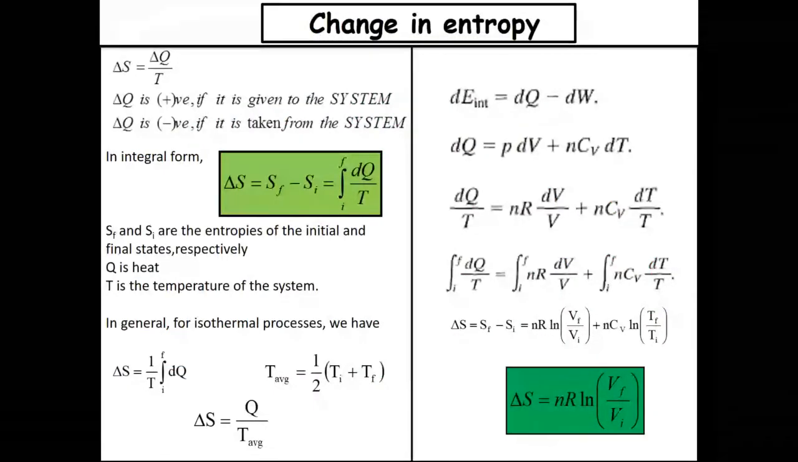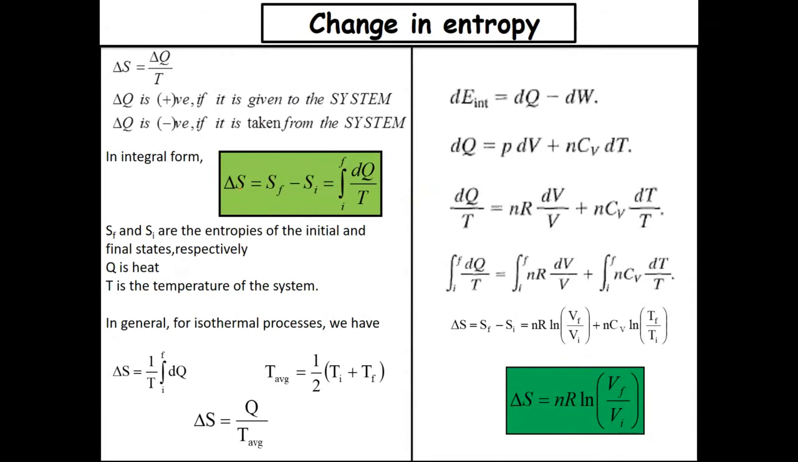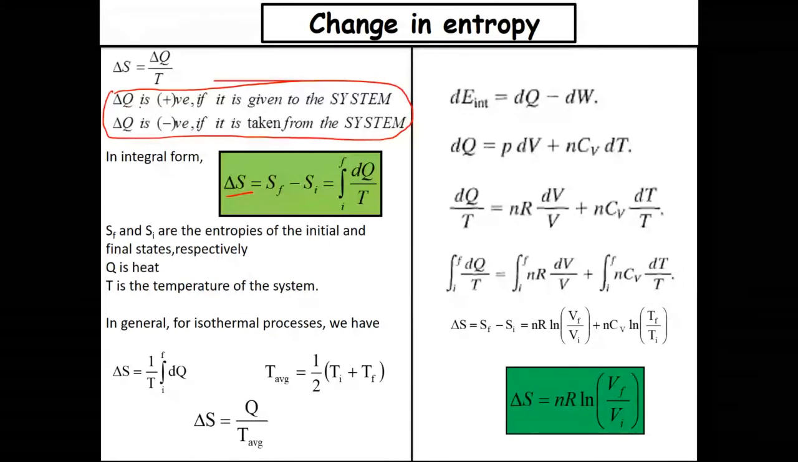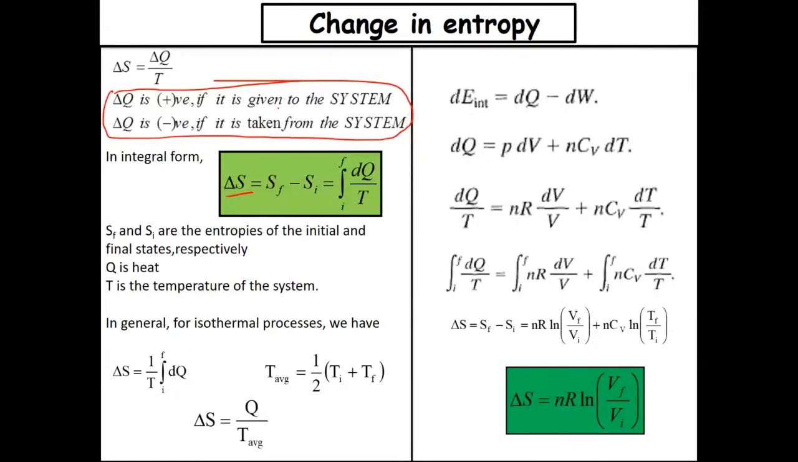Now we are going to study the formula for entropy. What is the formula for entropy? Remember in chapter number 19, we had one problem based on this condition, the last problem. If the heat is positive, the heat is given to the system. If the heat energy is negative, the heat energy is taken from the system. So you have 2 different formulas for entropy.